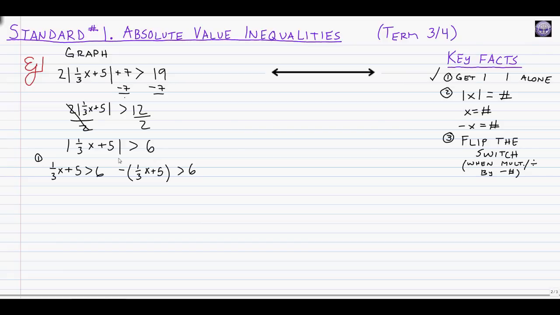And those give us our two inequalities that we'll eventually graph up here. So let's go ahead and start working with them.